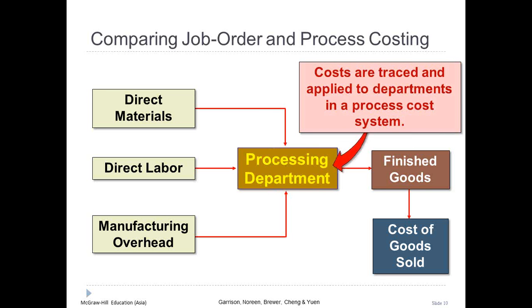Individual job cost sheets serve as a subsidiary ledger. In process costing systems, costs are traced to departments that process the goods. In some companies, there may be several processing departments that goods must pass through to become finished goods. A separate work in process account is maintained for each processing department. Material, labor, and overhead costs transferred from one department's work in process account to another department's work in process account are called transferred in costs.